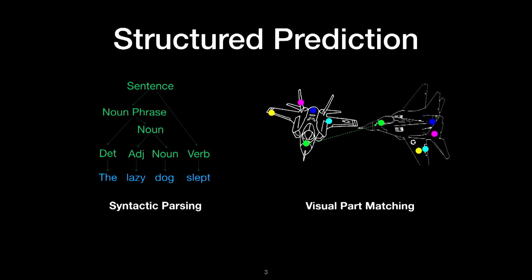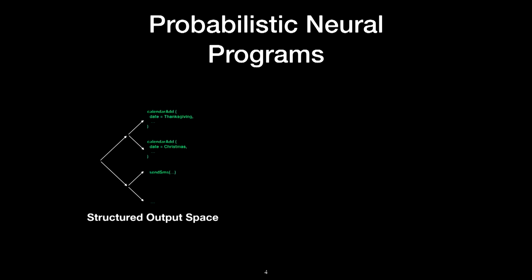Okay? And we've developed a library for this problem that we call probabilistic neural programs. And a probabilistic neural program basically combines two different representations into one library. The first thing is it has a representation of a structured output space, which is basically a probability monad, if you know what that is. If you don't, don't worry about it. I'll explain it.